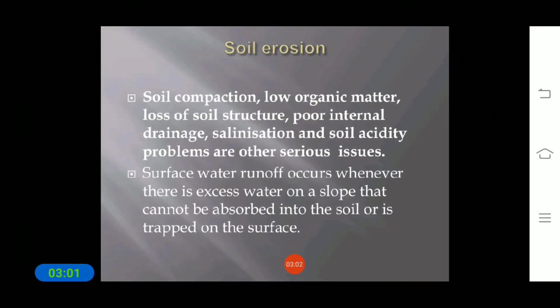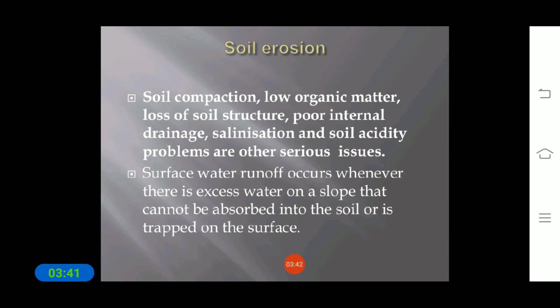Next, now we will discuss soil erosion. What do you mean by soil erosion? Soil compaction or low organic matter and loss of soil structure, poor internal drainage, and also salinization and soil acidity problems are other serious issues. And next, surface water runoff occurs whenever there is an excess of water on a slope that cannot be absorbed into the soil or is trapped on the surface.